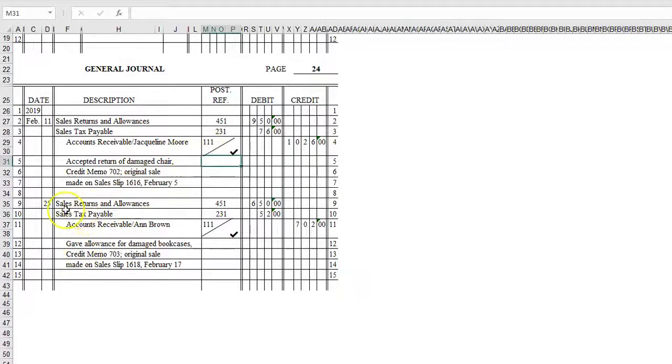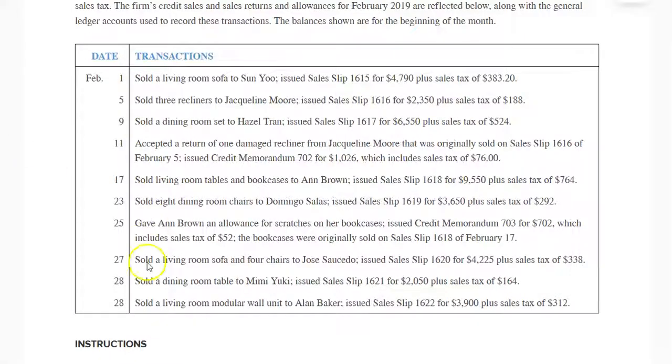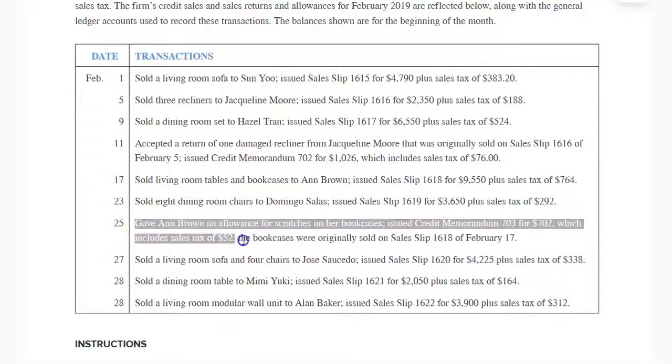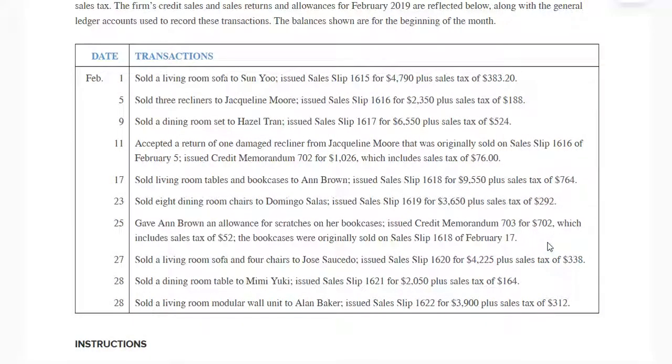We do have one more return on the 25th, on February 25th. So let's go back up to February 25th. Gave Ann Brown an allowance for scratches on her bookcases. Okay, so she gets a discount. Any sales discounts and allowances go in the general journal. It's the same thing over again, just different amounts. So we have a sales tax of $52 and a credit memo of $702. So we go back to the general journal.